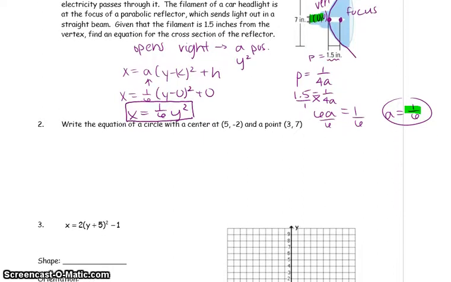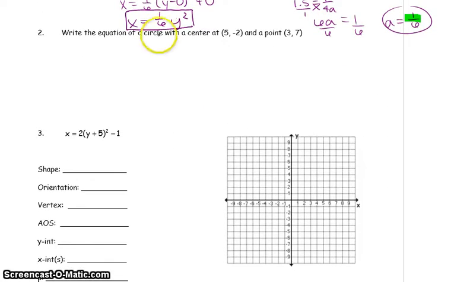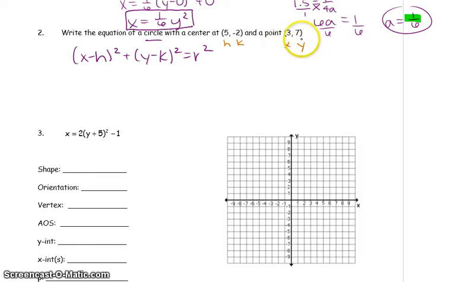Okay, so moving on, it says write the equation of a circle. So it tells us right away it's a circle, so we know it's going to be in this form: (x minus h) squared plus (y minus k) squared equals r squared, and has a center of (5, -2) and a point of (3, 7). So center, that's h, k. And if it's just a point, that's just going to be x, y. So that means we're missing our r squared. We have to try to solve for our r squared.